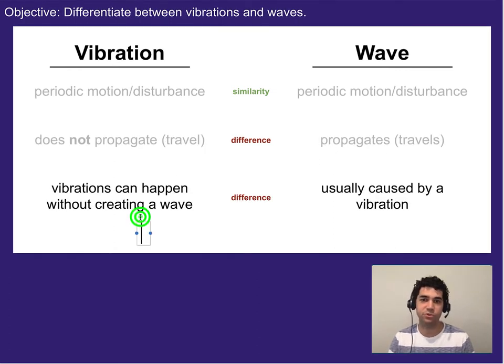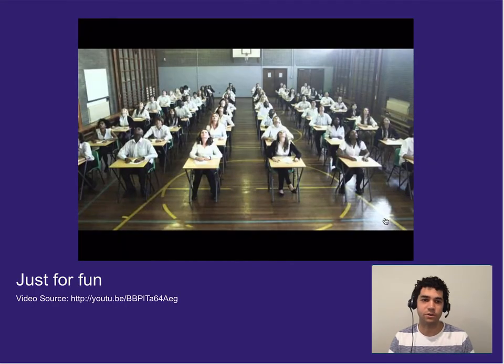Vibrations can happen without creating a wave. But usually waves are only caused by something vibrating somewhere. Might not be something that you see or are directly able to observe, but there is usually some sort of vibration that causes it. All right, and then just for fun, I'll add in a little video about, kind of, a crowd wave inside of a classroom.